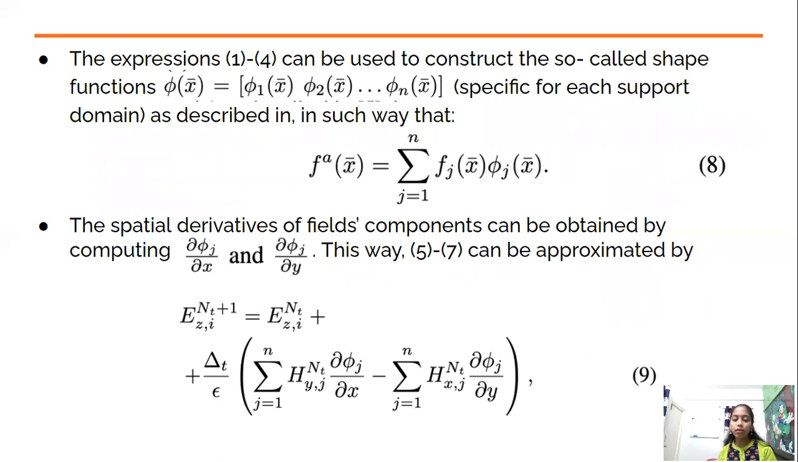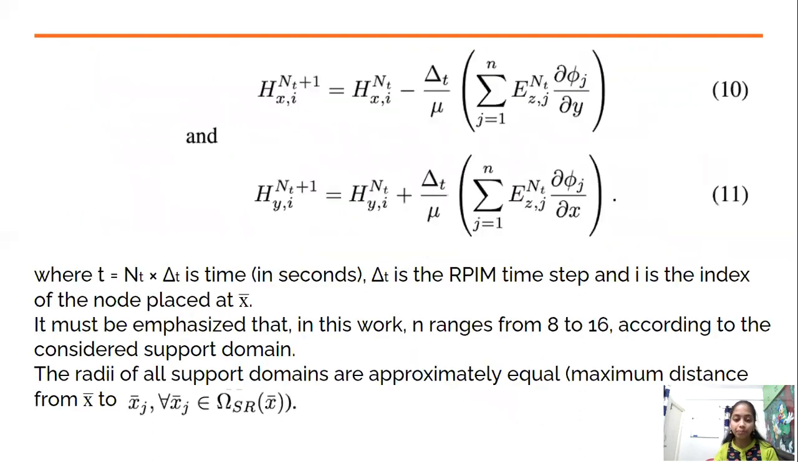the equation 7 can be approximated by E to the power n plus 1 at z i equals E to the power n at z i, where t equals n times delta t is the time in seconds, delta t is the time step, and i is the index of the node located at x bar. It must be emphasized that in this work n ranges from 8 to 16 according to the considered support domain. The radii of all the support domains are approximately equal. The maximum distance from x bar to x j for all x j.